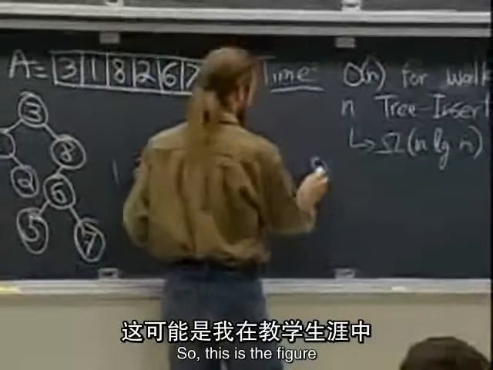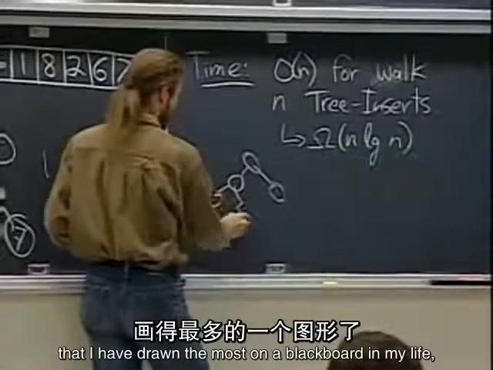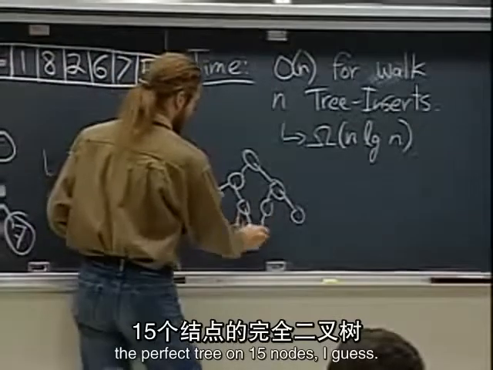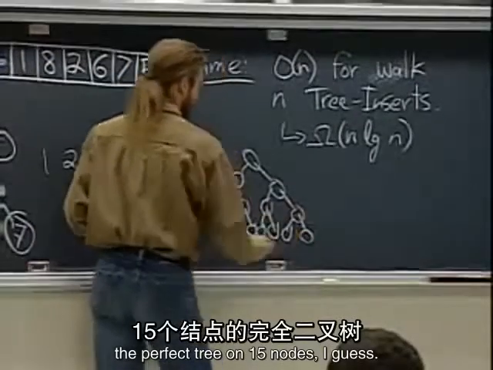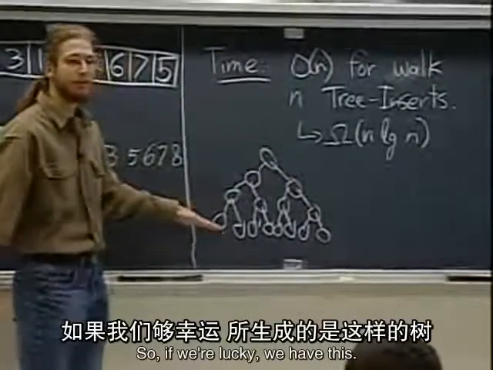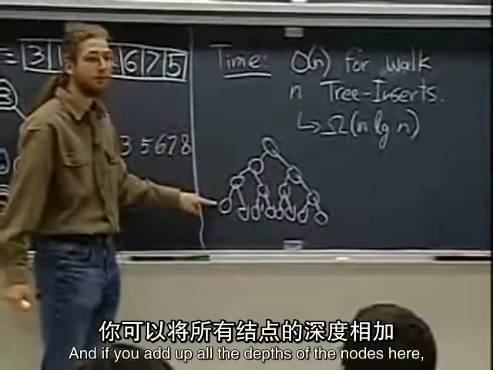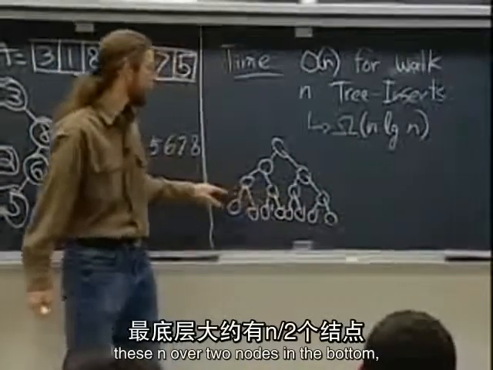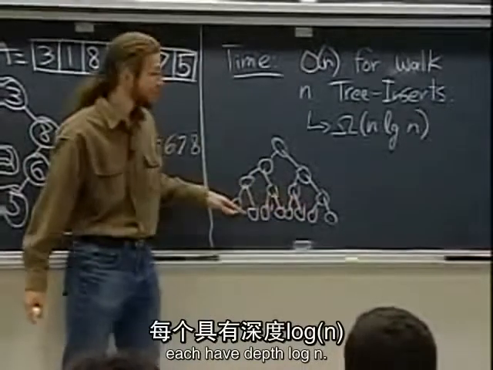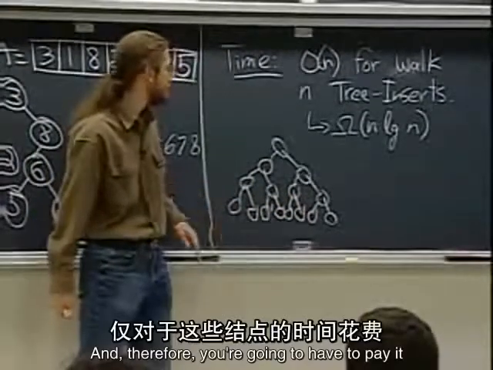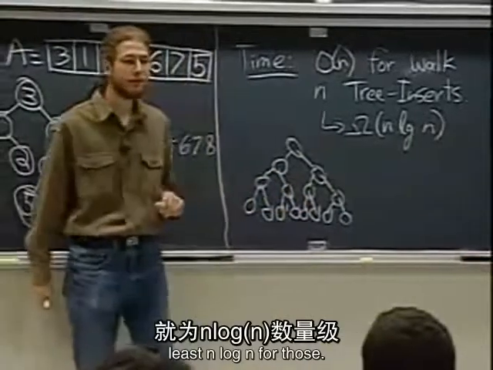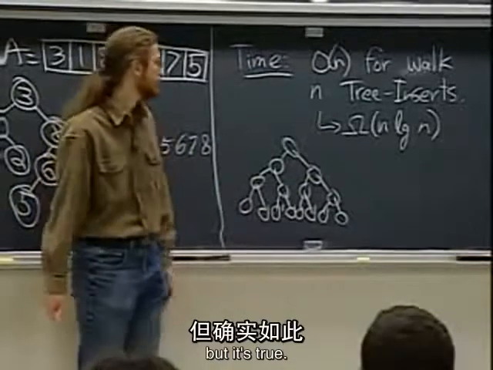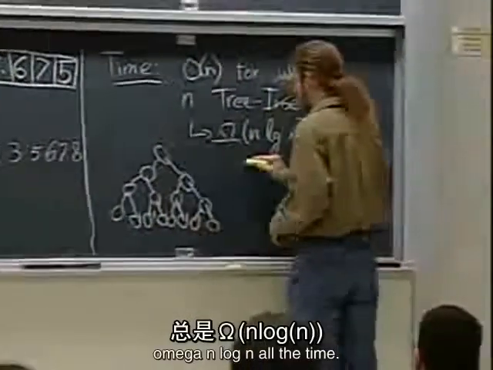So this is the figure that I have drawn the most on a blackboard in my life. The perfect tree on 15 nodes, I guess. So if we're lucky, we have this, and if you add up all the depths of the nodes here, which gives you the search tree cost, in particular, these n over 2 nodes in the bottom each have depth log n, and therefore you're going to have to pay at least n log n for those. And if you're less balanced, it's going to be even worse. That takes some proving, but it's true. So it's actually omega n log n all the time.